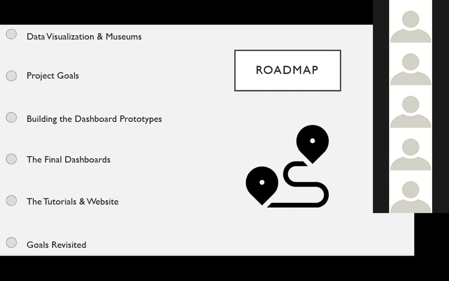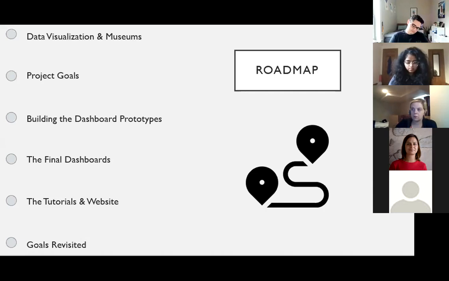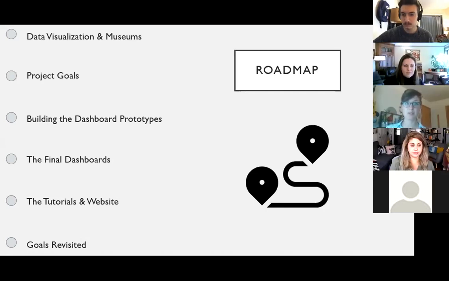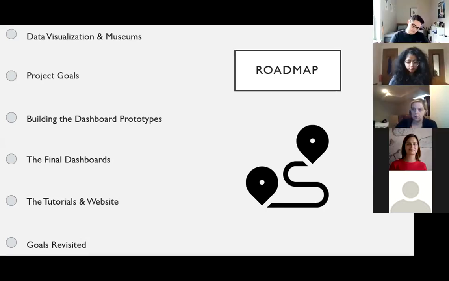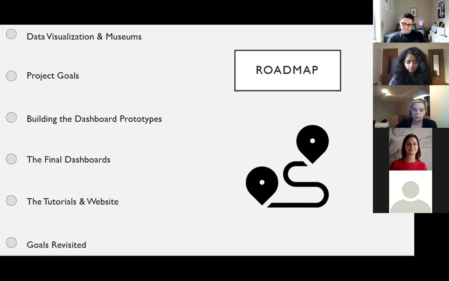So before we get started, I just want to give some orientation to my talk. The main sections are going to be outlined by those nodes along the left side of the slide, so you can follow along. We're going to start with data visualization in museums, talk about the project's goals, the building of the dashboard prototypes, the final dashboards, the tutorials on the website, and then we'll end with revisiting the goals that started the project off.